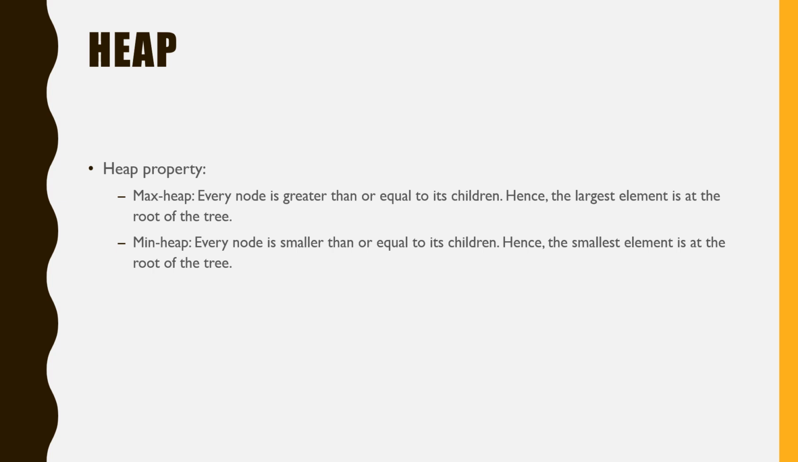In a max heap, the heap property ensures that every node in the tree is greater than or equal to its children. As a result, the largest element is always located at the root of the tree. In a min heap, the heap property states that every node must be smaller than or equal to its children. Consequently, the smallest element is located at the root.